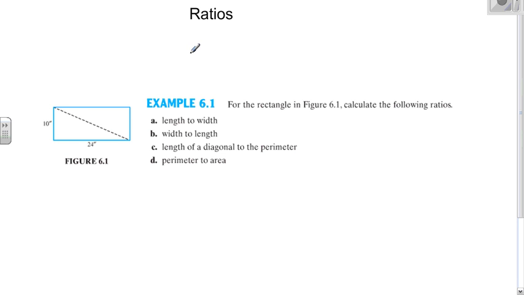Let's start by talking about ratios. Ratios are basically a fraction. In fact, they could be written as a fraction, like a over b. Or you could say the ratio a to b with a colon.